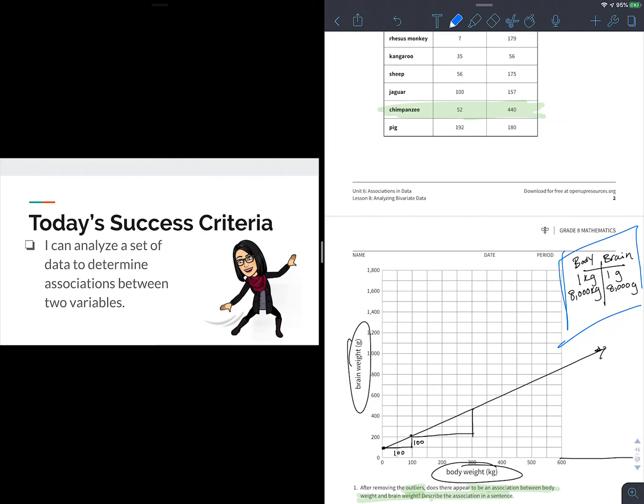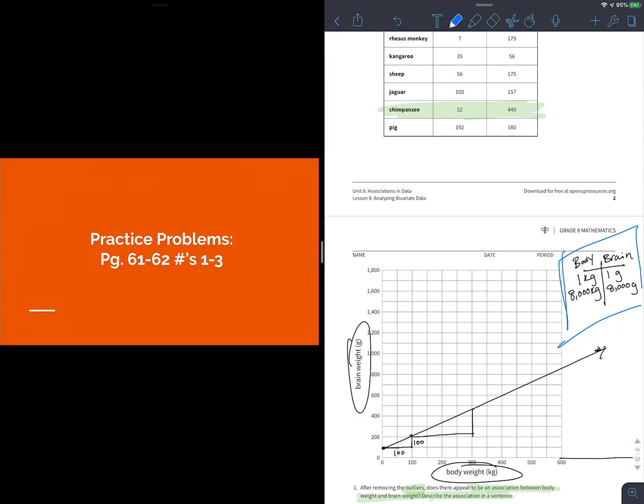So do you feel confident that you can analyze a set of data to determine associations between the two? If you do, you have mastered that criteria and you're ready to move on to the practice. For my students, that's going to be numbers 1 to 3 on page 61 to 62.